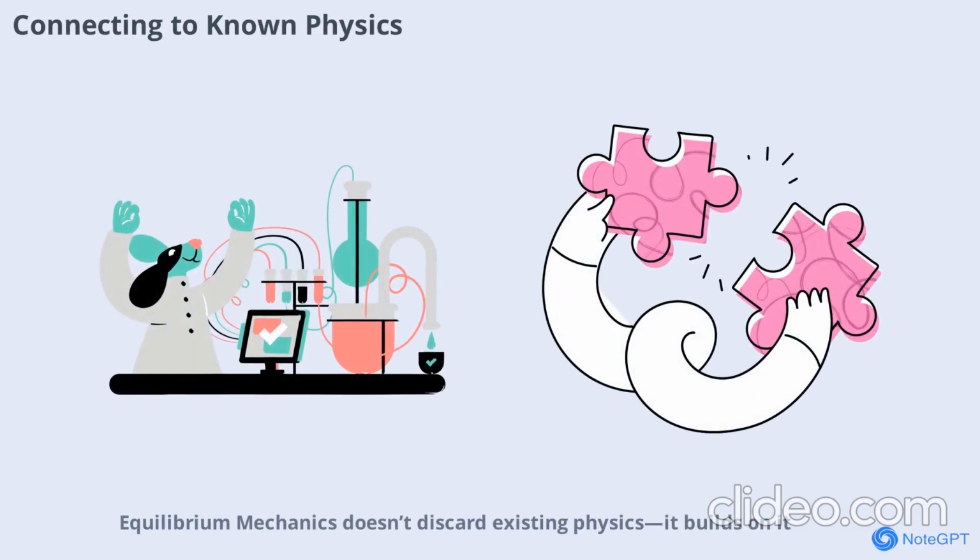Equilibrium mechanics doesn't discard existing physics, it builds on it. By identifying expansive and integrative drives with entropy production and self-organization, the theory recovers the laws of thermodynamics and statistical mechanics in the near-equilibrium limit.